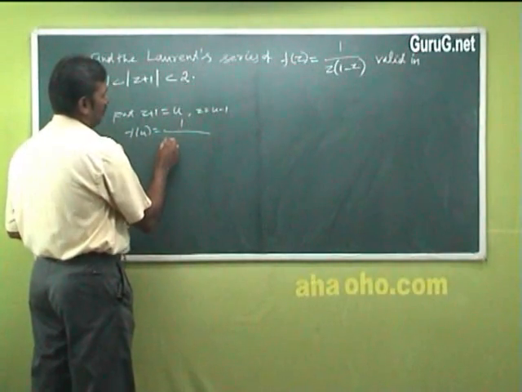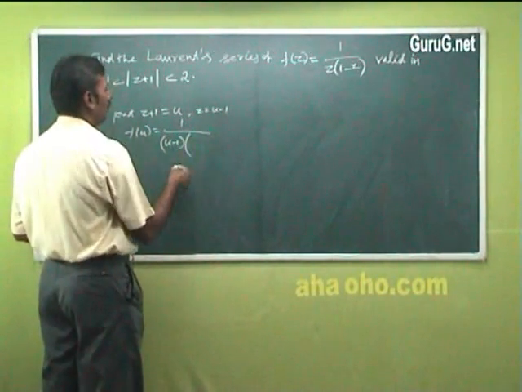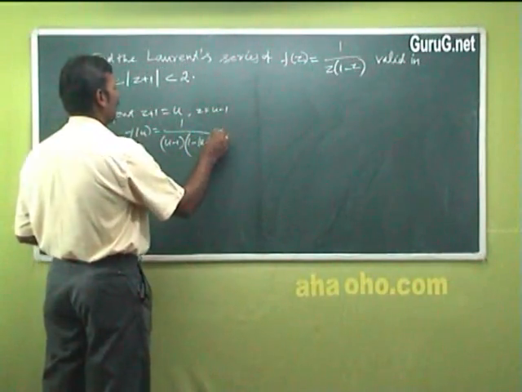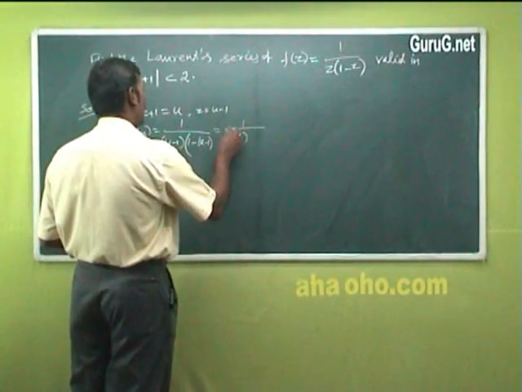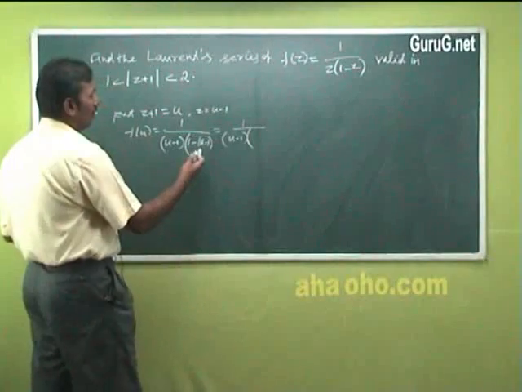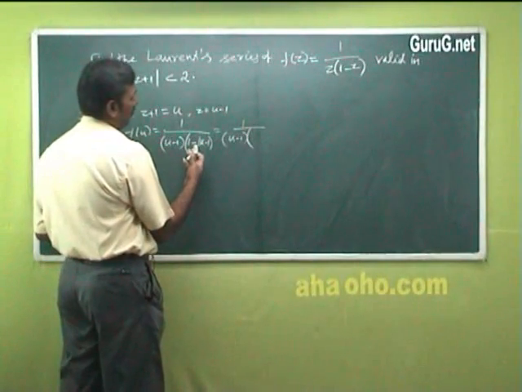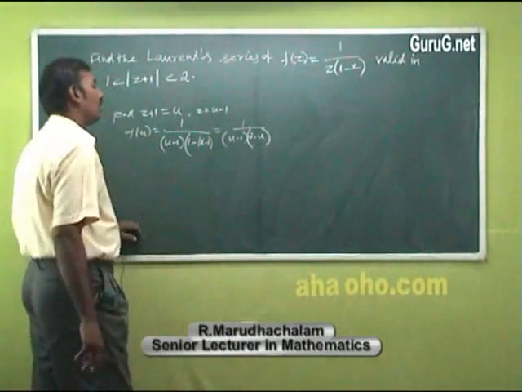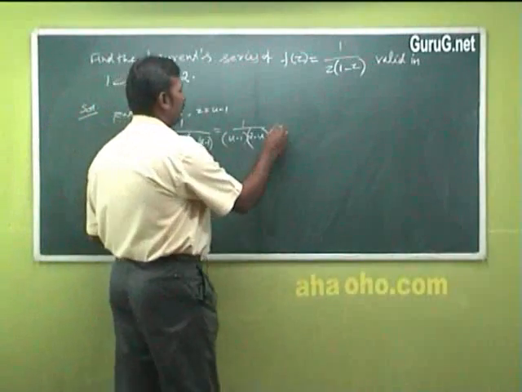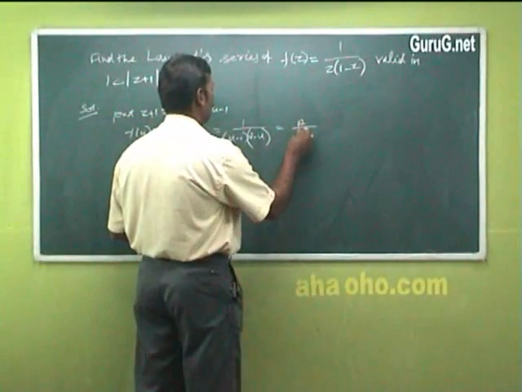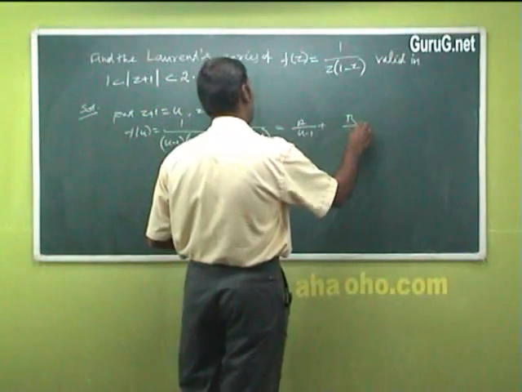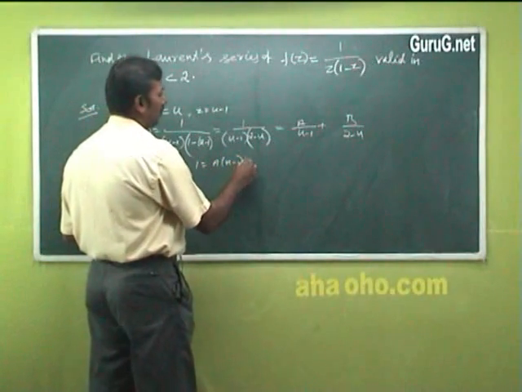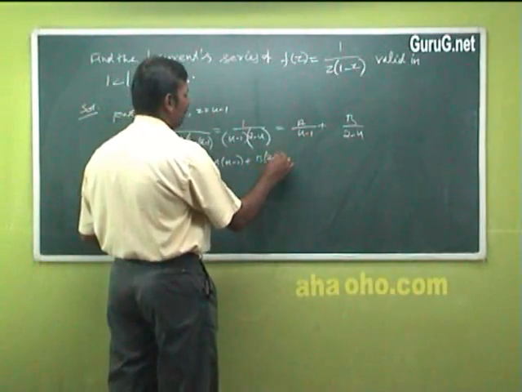So u minus 1 into 1 minus z is u minus 1, right? So it is equal to 1 by u minus 1 into, what is it, 2 minus u, yeah. Okay, this we can do by partial fractions: a by u minus 1 plus b by 2 minus u, so 1 equal to a into u minus 1 plus b into 2 minus u.